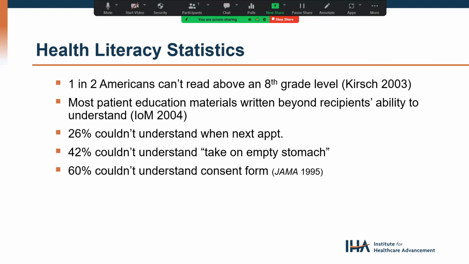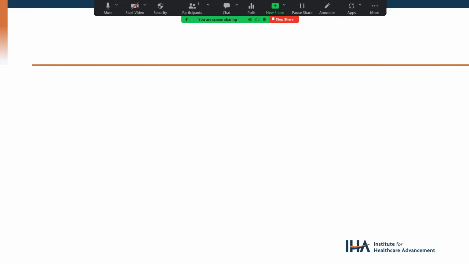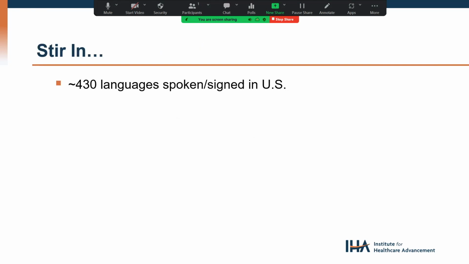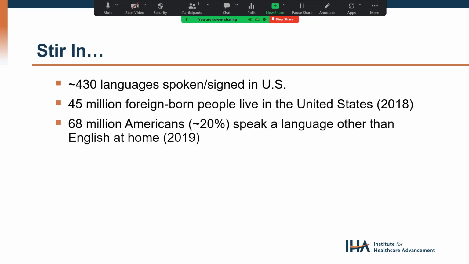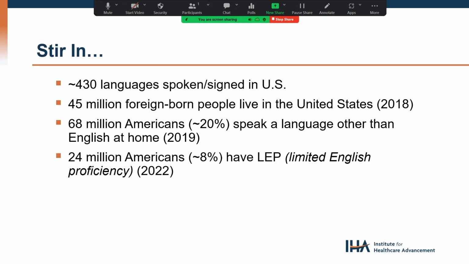I think consent forms are actually written at a much higher level and probably much more difficult for people to understand. A few other statistics: about 430 languages are spoken or signed in the US, 45 million foreign-born people live in the United States, and 68 million Americans, about 20%, speak a language other than English at home. 24 million Americans, or about 8%, have limited English proficiency.